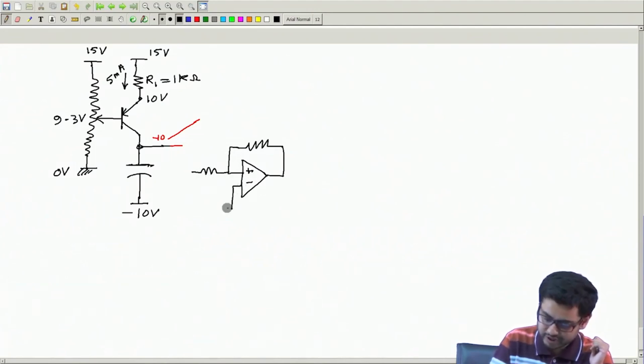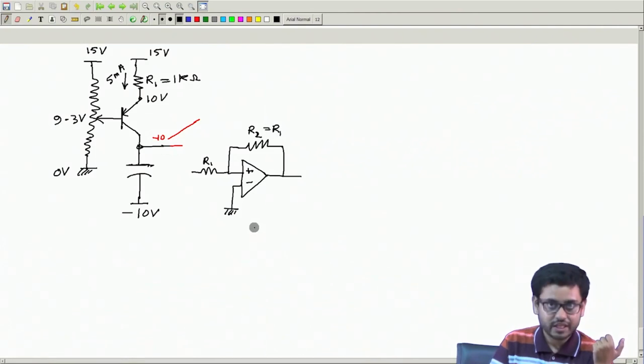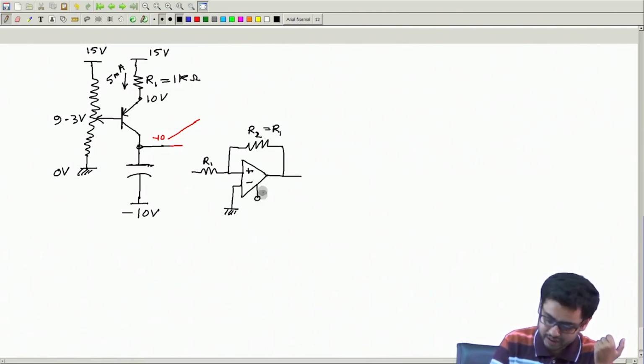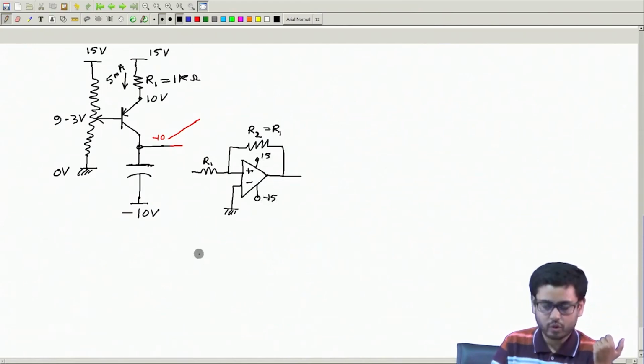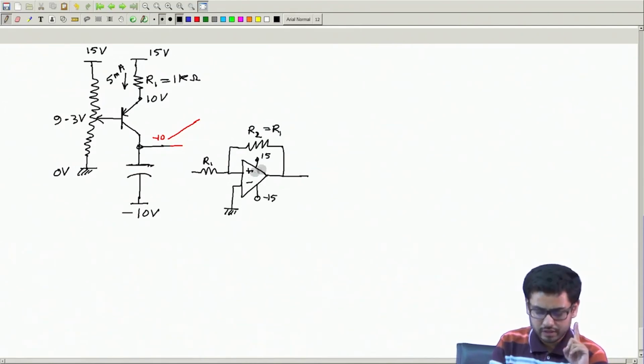This is a non-inverting Smith trigger, and let me take this R1 equal to R2. If so, and if these voltages are say plus minus 15 volt, then let me quickly calculate the lower trigger point and upper trigger point.